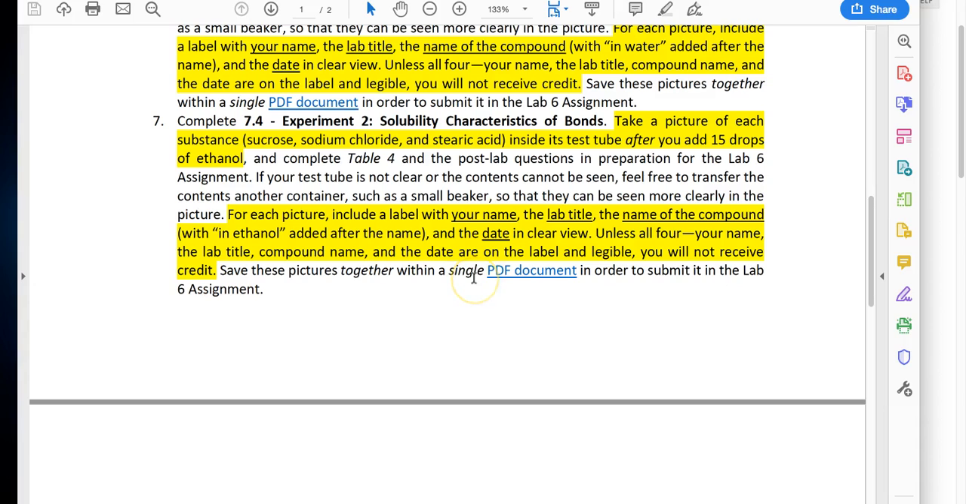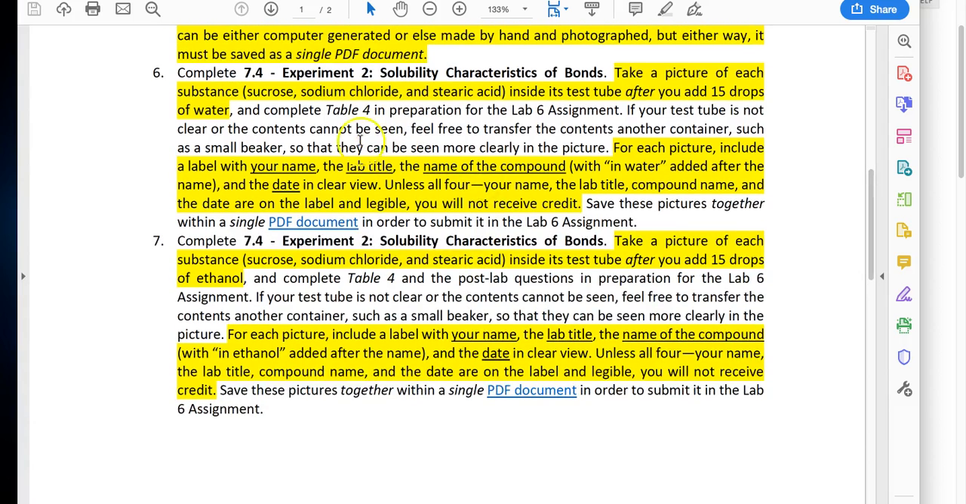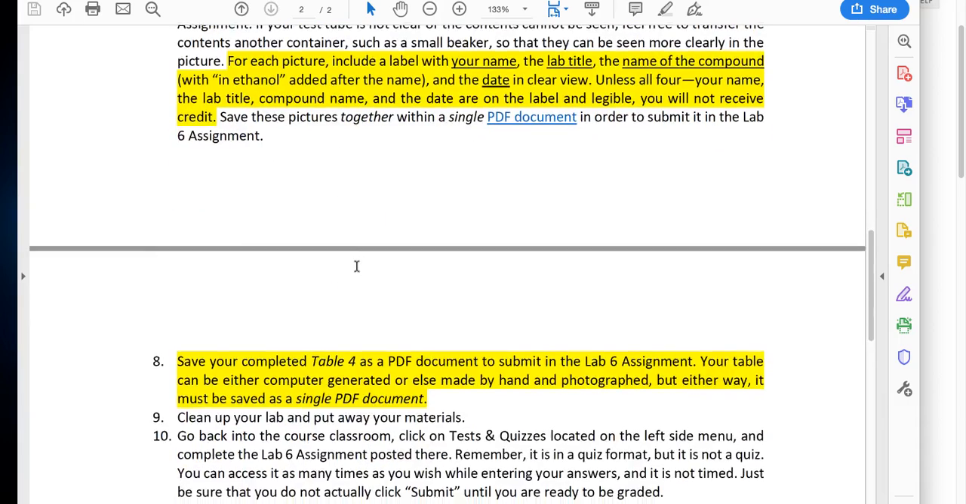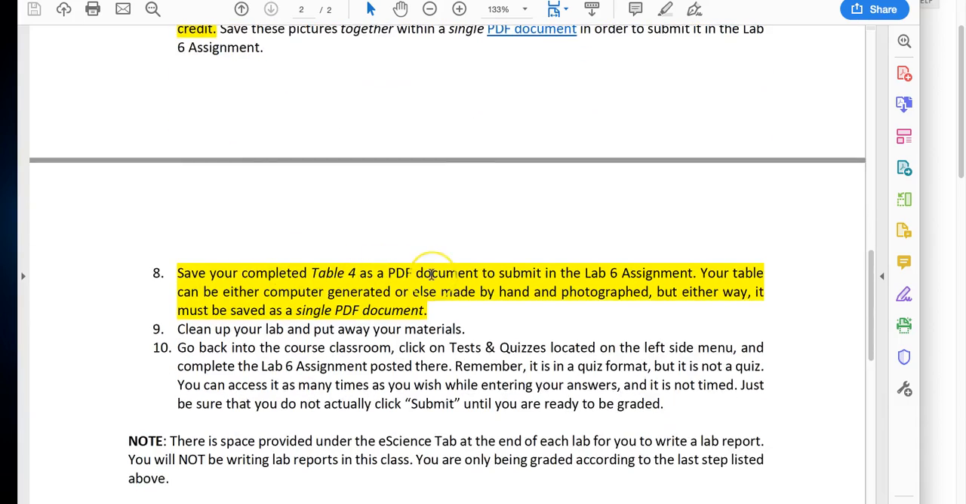And save those together as a single PDF. So you will have a single PDF with 3 pictures for this first step when you're doing the solids in water. Then you'll have a different file or PDF with 3 pictures in 1 document. These 3 test tubes, these 3 solids in alcohol. Okay? And then you're also going to do table 4.